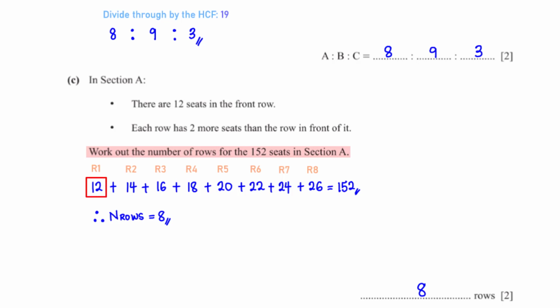If the first row has 12 seats, then it means the second row has 12 plus 2, which is 14 seats. And the third row has 14 plus 2, which is 16 seats, and so on. When we sum up all the numbers up to the number of seats in row 8, we get 152. This means there are 8 rows for the 152 seats.